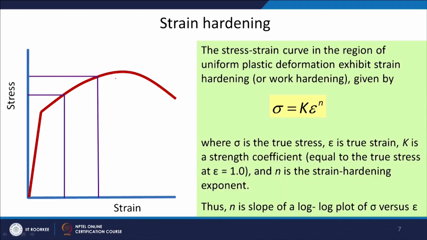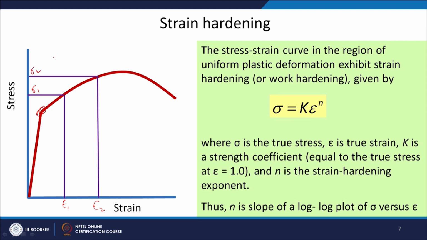So, if we want to understand this strain hardening part, what happens? You have an elastic part, this is your yield point, and then you have a plastic deformation, uniform plastic deformation. I am giving strain to the material, as you can see here. Let us say I can call this epsilon 1, this epsilon 2, and the corresponding stresses are sigma 1 and sigma 2.